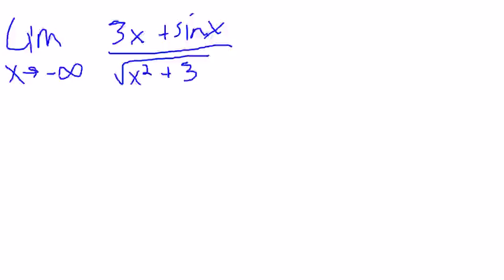Number 8. I'm going to find the limit as x approaches negative infinity. So I'm looking for what happens when x gets really big but is negative. As I'm looking at this, I know that sine of x just goes up and down from -1 to 1, so it doesn't really matter in the context of this problem. Same thing with the 3. The 3 doesn't really matter.